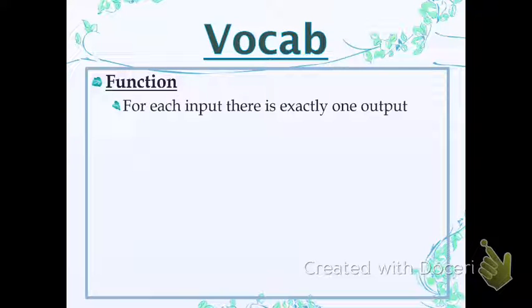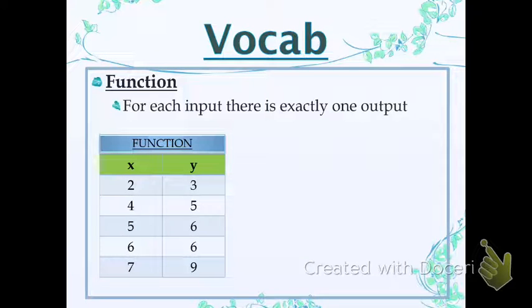Next up, we're looking at a specific kind of relation called a function. A function is a specific relation where every input is matched with exactly one output. So here's an example of a function shown to you as a table.